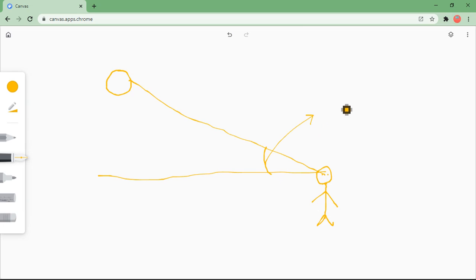This angle is called an elevation angle or angle of elevation. This is called as angle of elevation. You got it? This is angle of elevation.